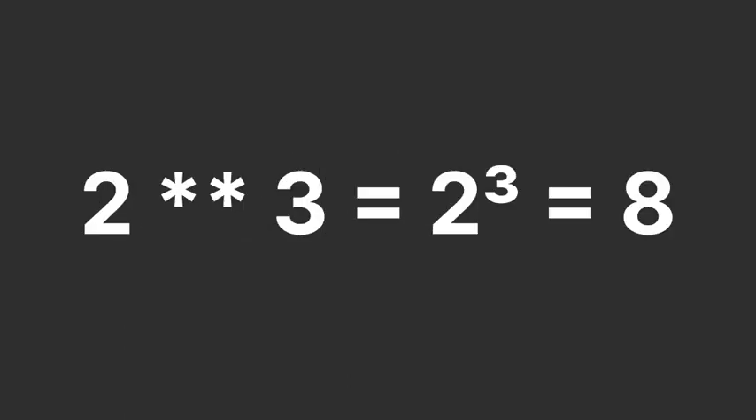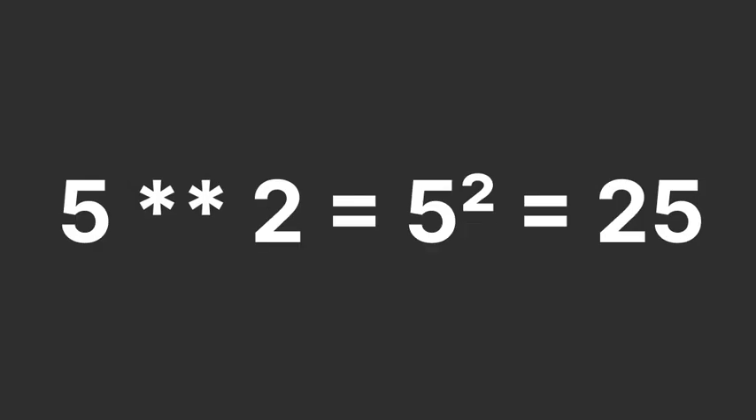The exponential operator or the power operator is exactly what it says it is. It raises one number to the power of another number, and this operator is denoted by two star signs. So say we have 2 to the power of 3. That's the same as 2 times 2 times 2, and that equals 8. Another example, 5 to the power of 2. That's the same as 5 times 5, and that equals 25.